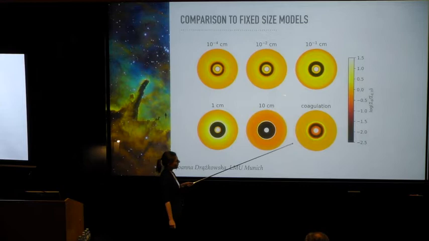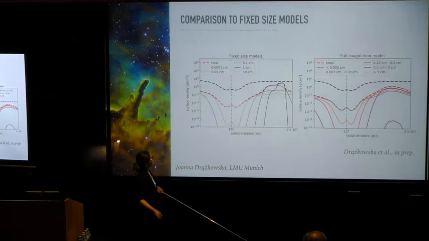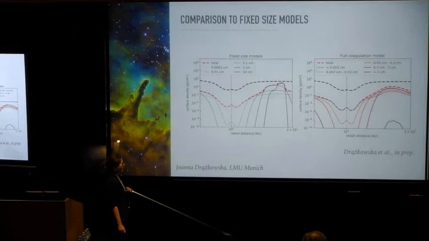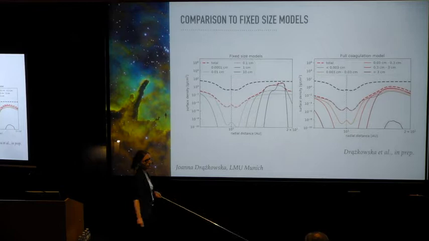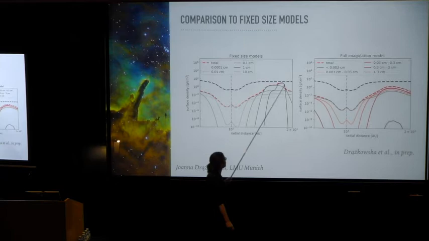And now when we compare this to a summed up density in the full coagulation model, then you find much smoother gradients. And you can understand this much better if we look at a comparison between azimuthally averaged density plots. Here will be this sequence of fixed size simulations where the fluids were not interacting, right? And here we have this full coagulation simulation, and I split this total density into different size bins that correspond to the ones that I used for the fixed size models.